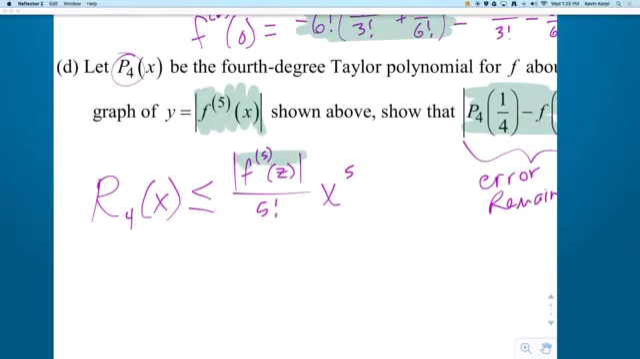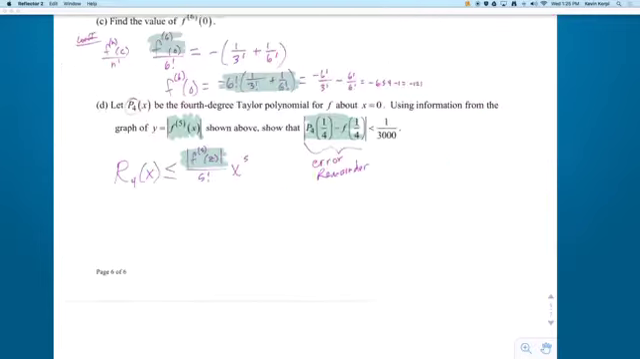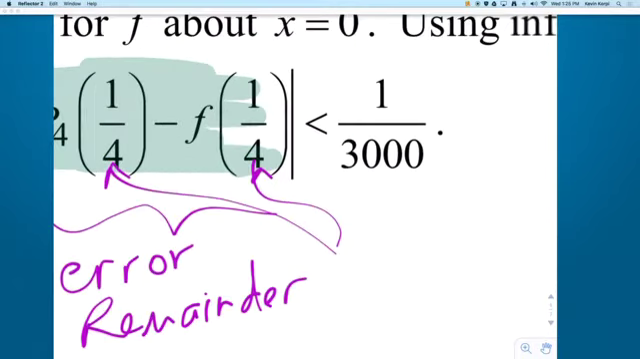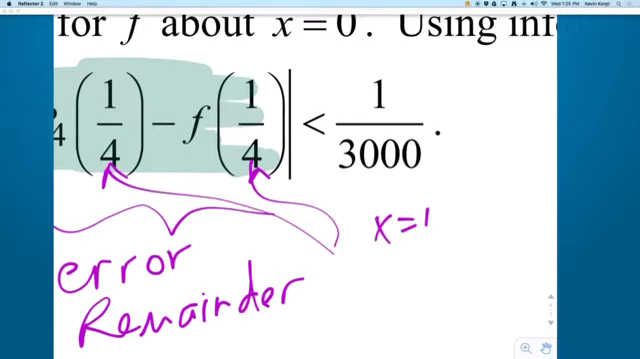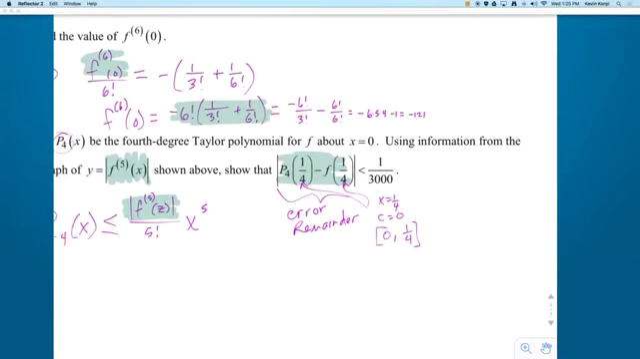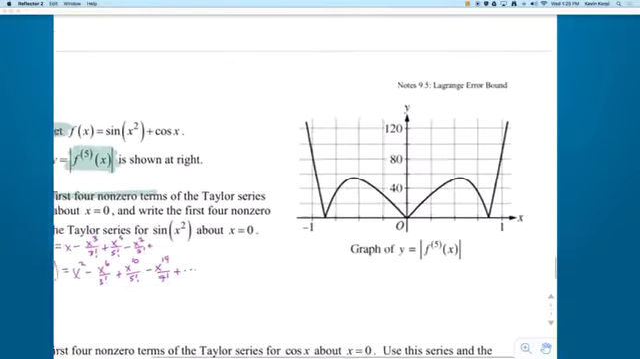Now, here's the deal. If I can find a maximum value for the absolute value of the fifth derivative on my interval from my x value here, which is 1/4, right? We're trying to evaluate it at 1/4. So x is equal to a fourth, and my center is 0. So if I can find the maximum value of the fifth derivative on the interval from 0, my center, to 1/4, where I'm trying to evaluate it, I can plug in a 1/4 to both sides and replace the absolute value of the fifth derivative with that value. So let's go to the graph.